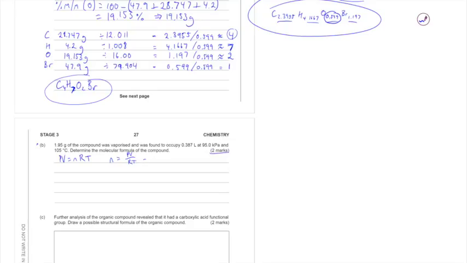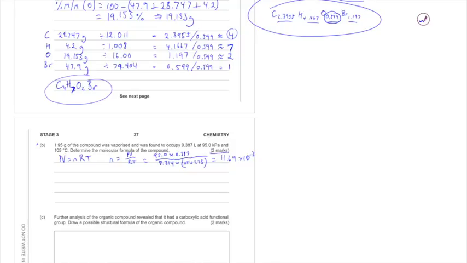So I'm going to get my pressure, 95.0, times my volume, 0.387. My R is my universal gas constant, 8.314. And my temperature isn't 105 degrees Celsius. It's actually 105 plus 273, or it might be 273.15, depending on how accurate you're being. This gives me the moles as being 11.69 by 10 to the minus 3.